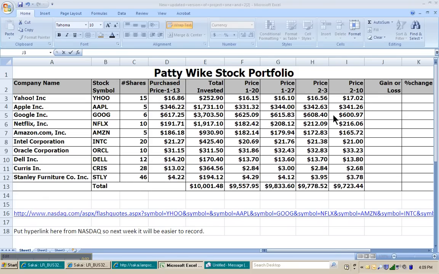Project 1 and 2 completion. We've got all the prices in, and now we're going to figure out the last two columns.